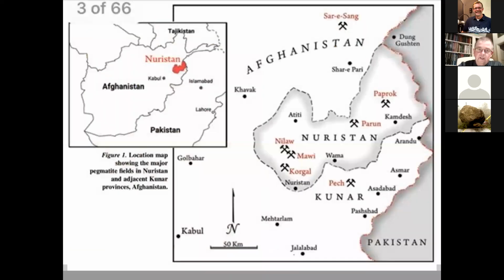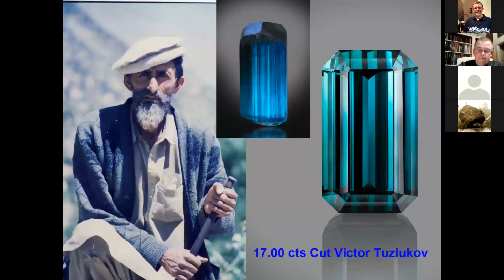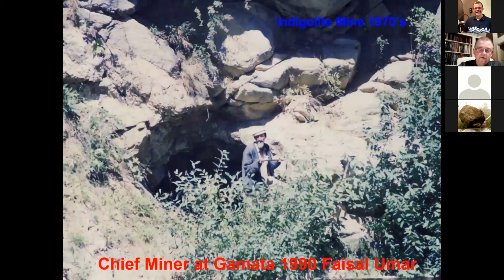Here is one article I wrote for the MR. I'll just show a couple of images. And this is from Gamata. Here is the miner, the chief geologist, the vein, pegmatite vein coming from the left, and you can see the entrance to the tunnel. The best were found in the 1970s, large, up to 15, 20 centimeter indigo blue indigolites, beautiful. Mostly they're blue, a little bit green sometimes.